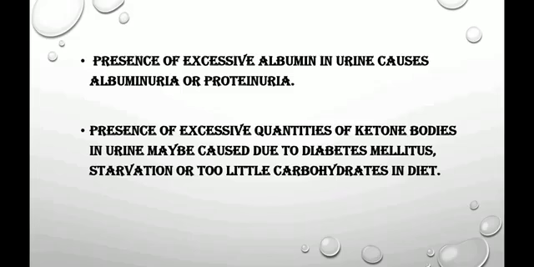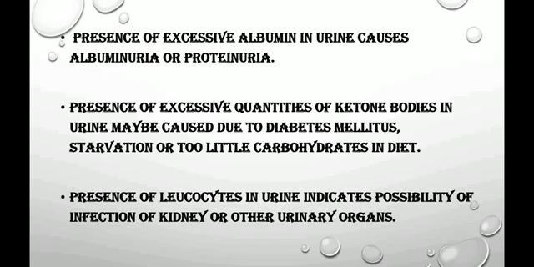Then presence of excessive quantities of ketone bodies in urine may be caused due to diabetes mellitus, that is a kind of diabetes in which the level of sugar is increased. You can say starvation or too little carbohydrate in diets may cause this disease, or you can also call it as ketosis. Then presence of leukocytes in urine indicates possibility of infection of kidney or other urinary organs.